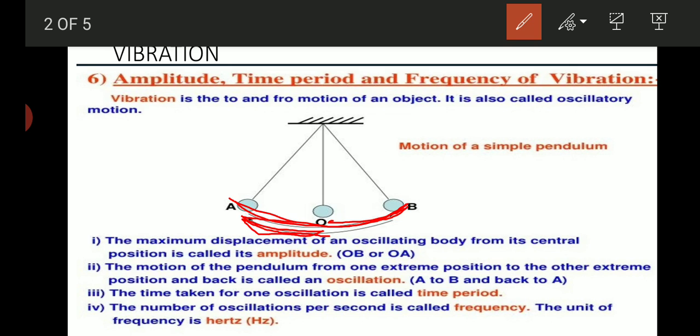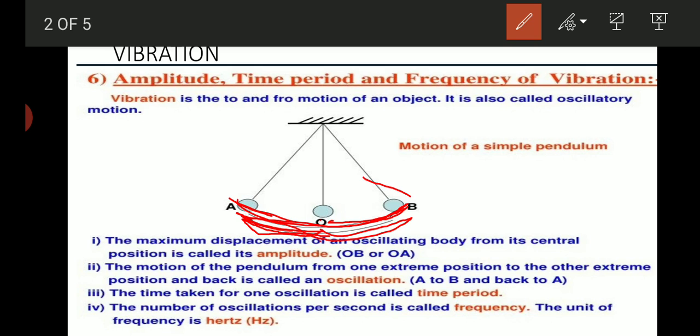Now let's discuss what the amplitude of the pendulum is. As the pendulum oscillates to and fro, the maximum displacement of the bob from its mean position is from O to A, again O to B, and back to its position. The maximum displacement of the bob from its mean position on either side is called the amplitude of the pendulum. Here OB or OA are the extreme positions of the pendulum, and this is called the amplitude.